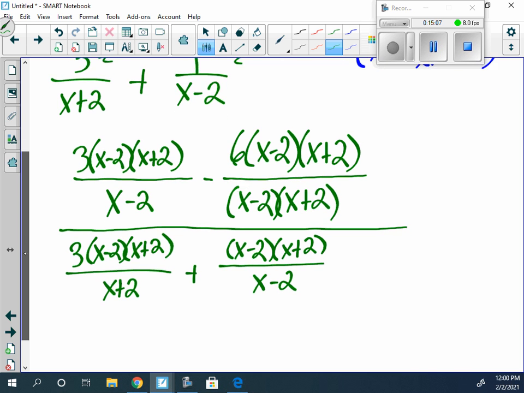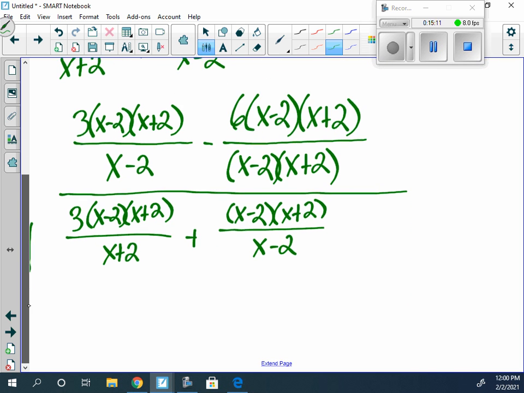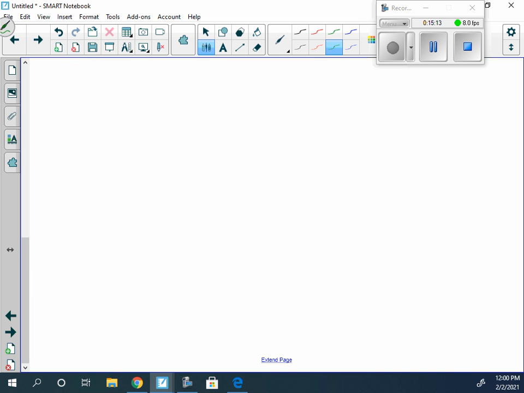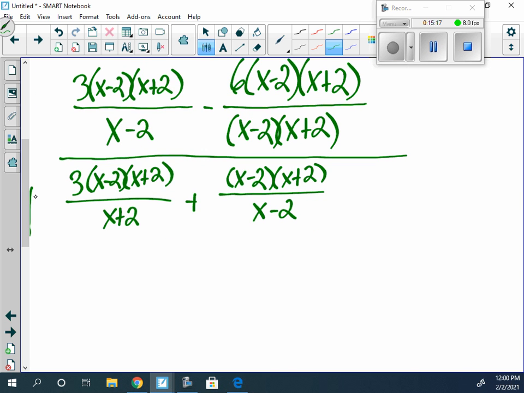So this here is what we get. And I'm going to scroll down a little bit. After we multiply through, this is what we should have. I scroll down a little bit so it's not as confusing for what's actually in the fraction. Now what we can do is simplify on top and bottom of each one of these fractions individually.